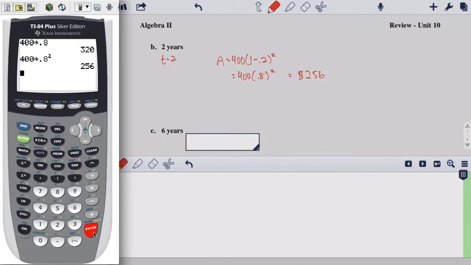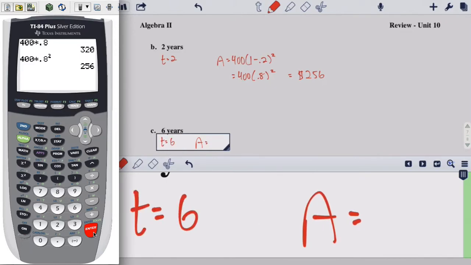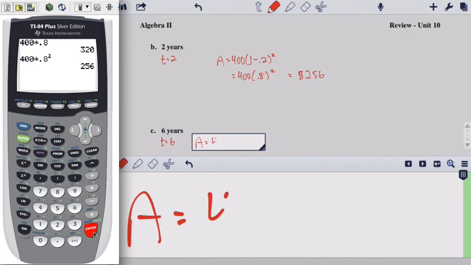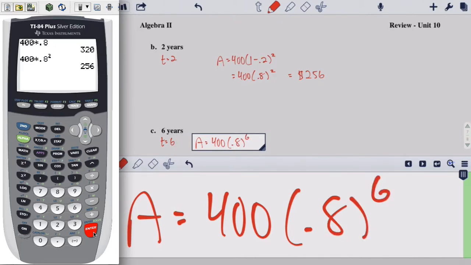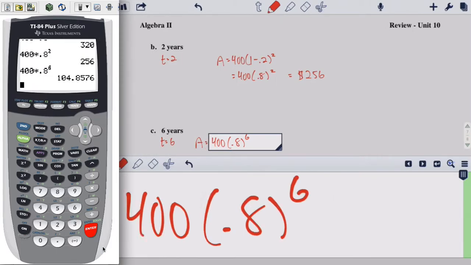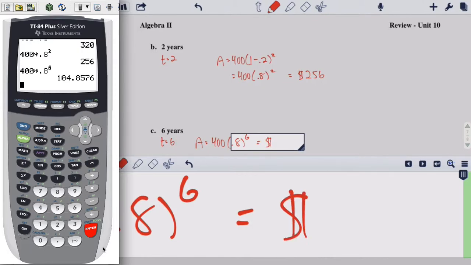After 6 years, let's see how much it's worth. If it loses 20% per year, how much will it be worth after 6 years? Remember, 1 minus 0.2 is 0.8, for 6 years. So I'm doing that in the calculator. Second enter to bring up the last thing I did. Change that exponent to a 6 and hit enter. And I get 104.86. So it equals $104.86.